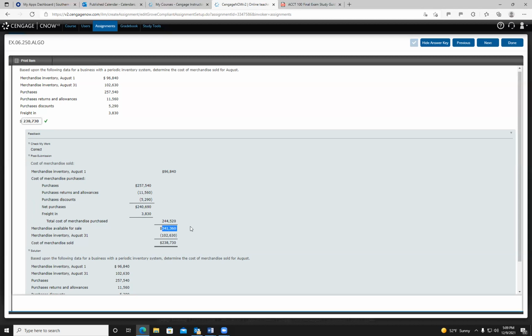Now I promise you we're on the last step. To calculate cost of merchandise sold, the last step is you're going to find your ending inventory balance, your inventory balance as of the end of the month, and subtract that out. We have our total merchandise available for sale for the month, and we subtract out our inventory balance at the end of the month. The difference between the two is your cost of merchandise sold. So in this problem, our cost of merchandise sold is $238,730.